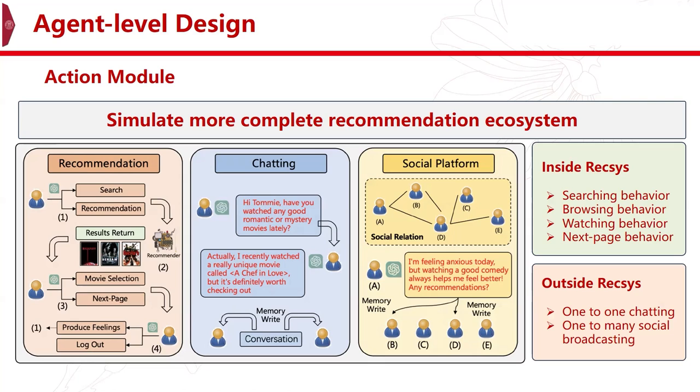future behaviors. The second scenario is about one-to-one chatting. Different agents can converse with their friends, and the content of the conversation is mainly about their feelings and opinions about the movies. The third scenario is about a social platform. In this scenario, one agent can produce a message and send it on the social network. And his friends will receive their message. And this message will be stored in the agent memory, which will influence their future behaviors and attitudes towards different movies.